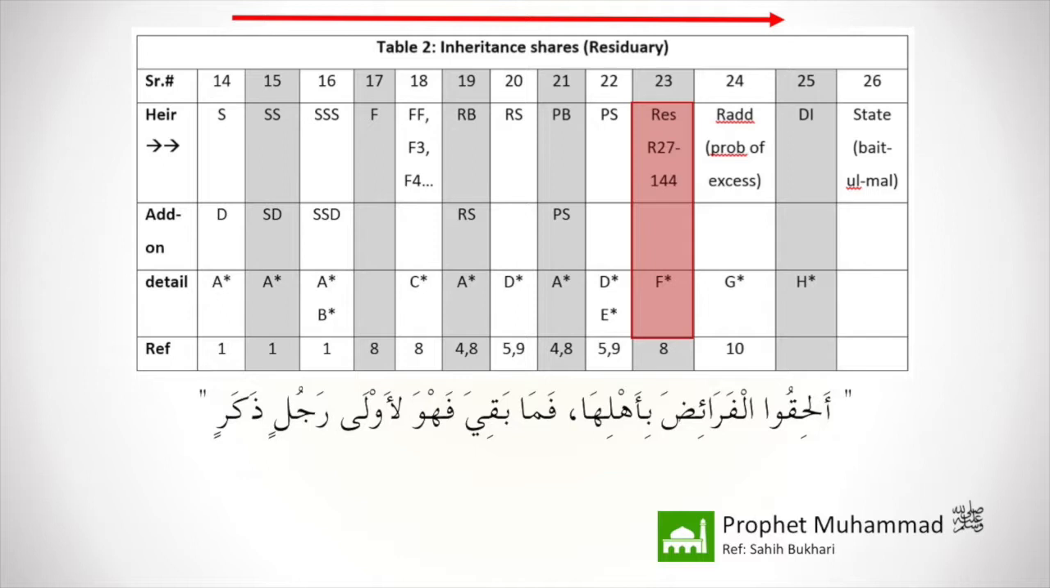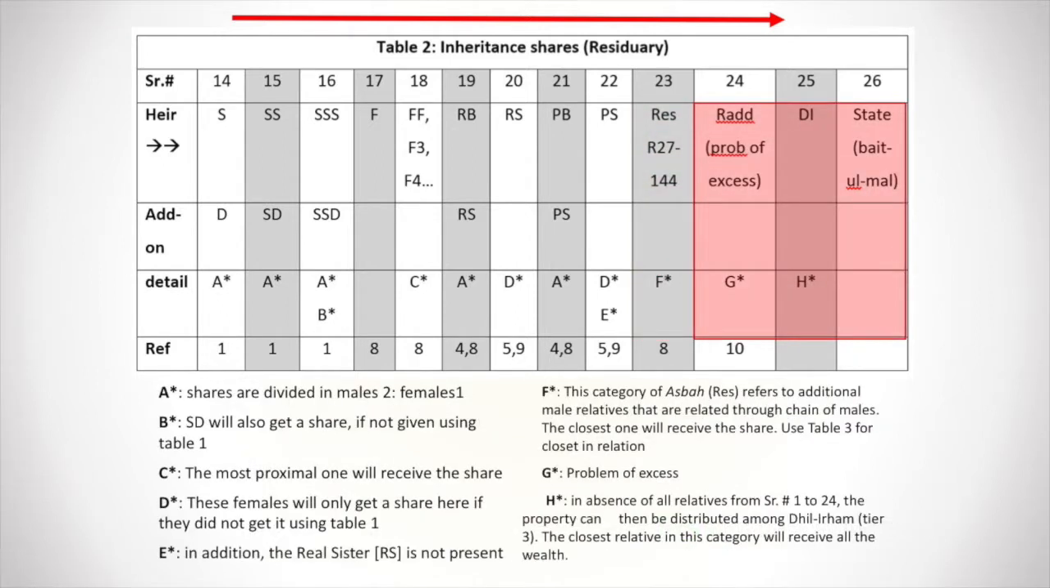And if that is not present, then we move on to column 24, which is the problem of radd, the problem of excess, where you have more wealth to be distributed and none of the asaba are present. This, you remember, is the arrow that goes back to Dhawul Furood and redistributes the wealth among that fixed-ratio people in the proportion that they had already received. We will learn this as a special case.